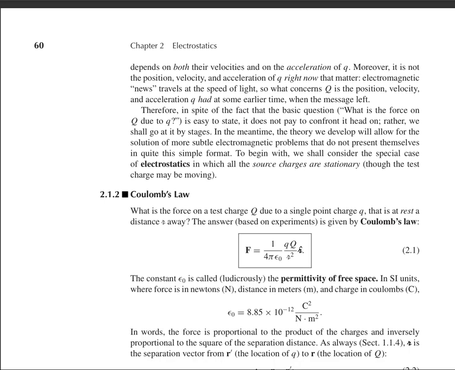Therefore, in spite of the fact that the basic question, what is the force on test charge Q due to its source, is easy to state, it is not wise to confront it head on. Rather, we shall go at it by stages. So the forces they exert on each other cannot be concluded directly. This is what they are trying to say.